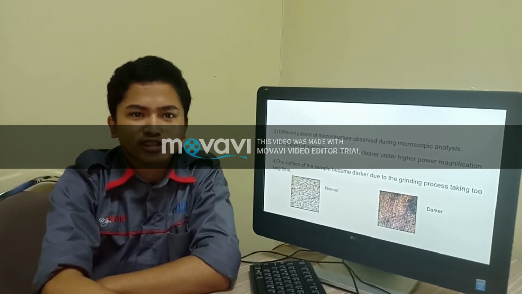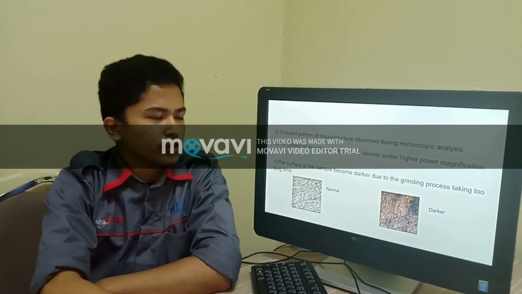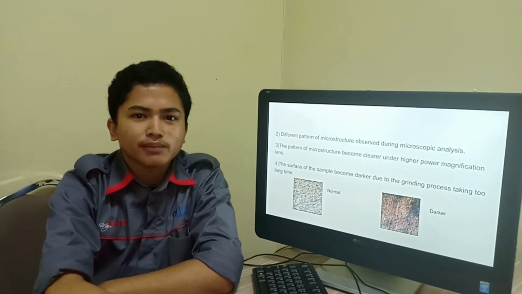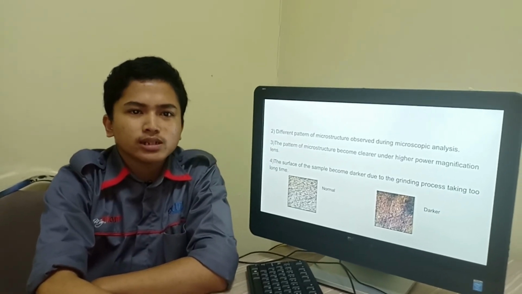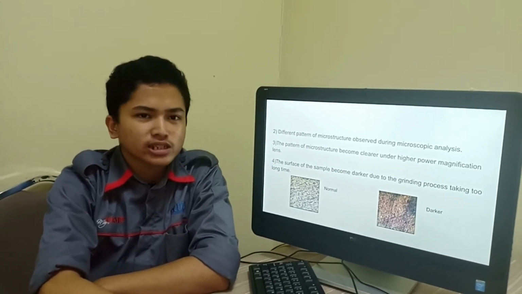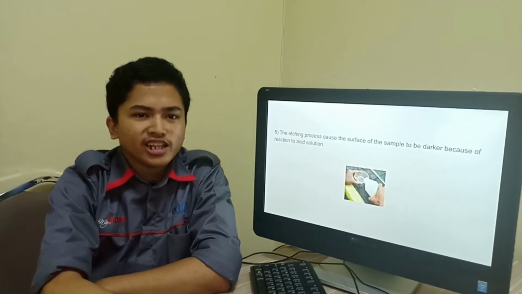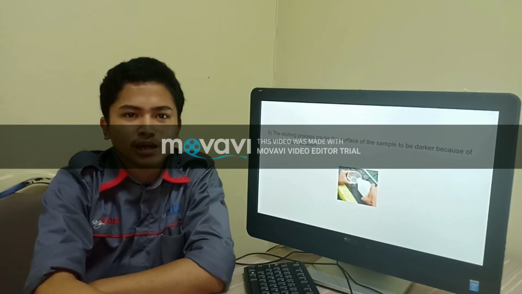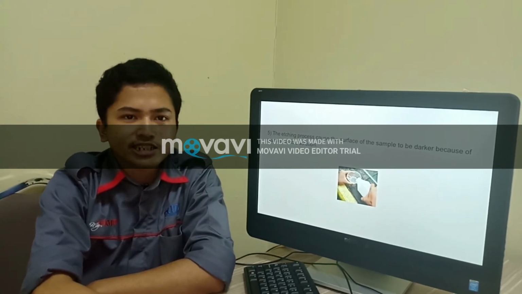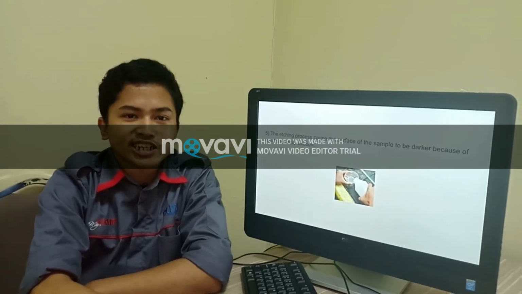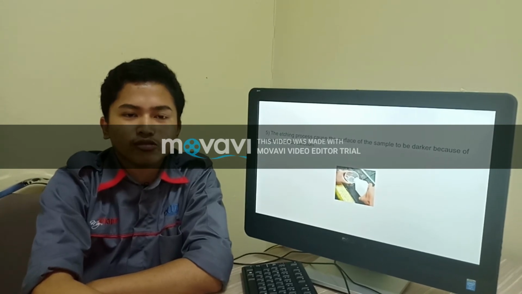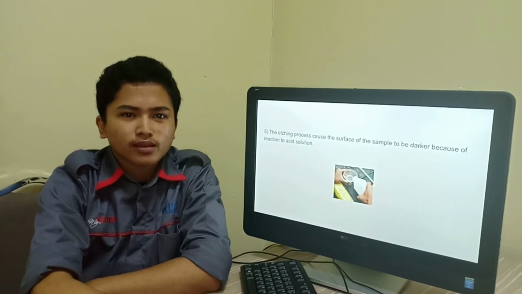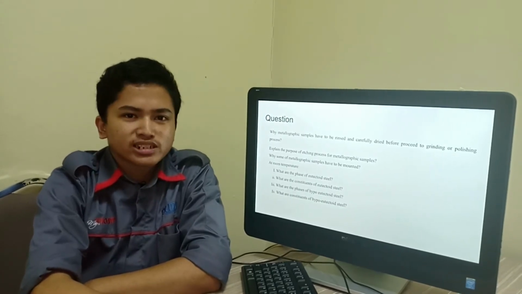of microscopic magnification. The fourth observation is we found that the surface of the sample became darker because the grinding process took a long time. And the last observation is we found that the surface of the metal also became darker due to the reaction of chemical, which is an acidic solution, with the metal surface in the etching process. That's all for result and observation.